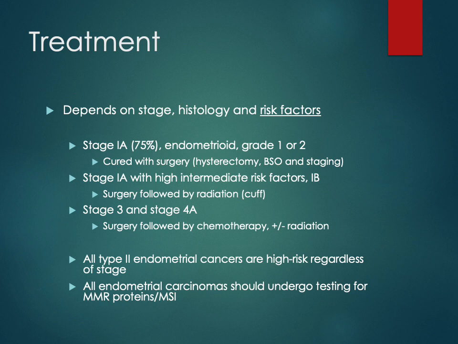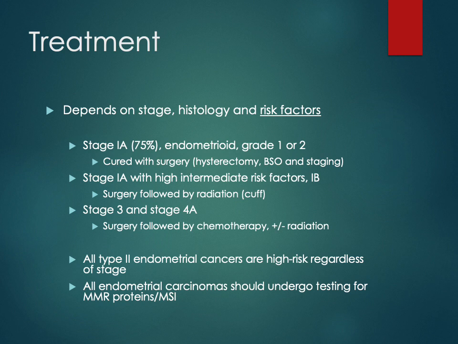Treatment really depends on stage, histology, and particularly on risk factors. So unlike ovarian cancer, where the most common stage at diagnosis is stage 3, for endometrial cancer, the most common stage is stage 1A. 75% of women are diagnosed with stage 1A cancer, which means it's confined to the uterus with less than 50% of invasion. The most common type, again, is endometrioid. And so really these cases are cured with surgery.